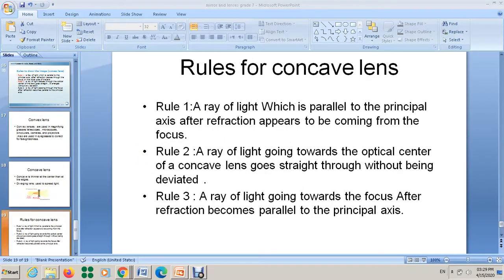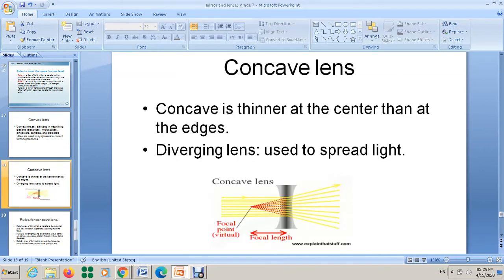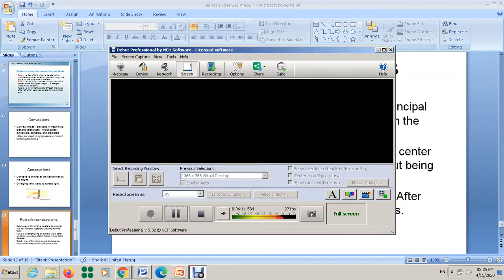Before we start talking about rule number 2, we have mentioned concave lenses are diverging lenses. Why are they diverging lenses? Because if you look at this figure here, when all the parallel lights pass through the lens, they will be away from each other. When they refract, they will not meet. Okay, that's why it's called a diverging lens, and that's why it's used to spread the light.